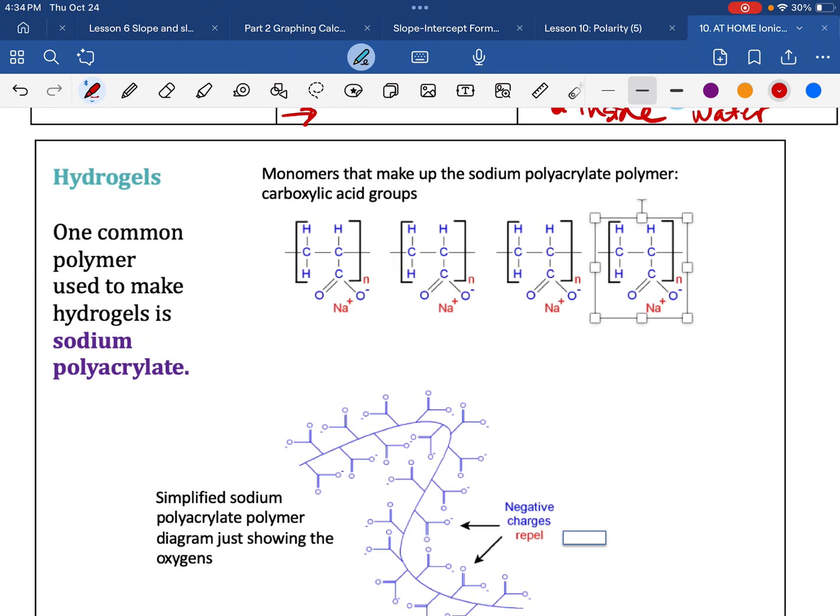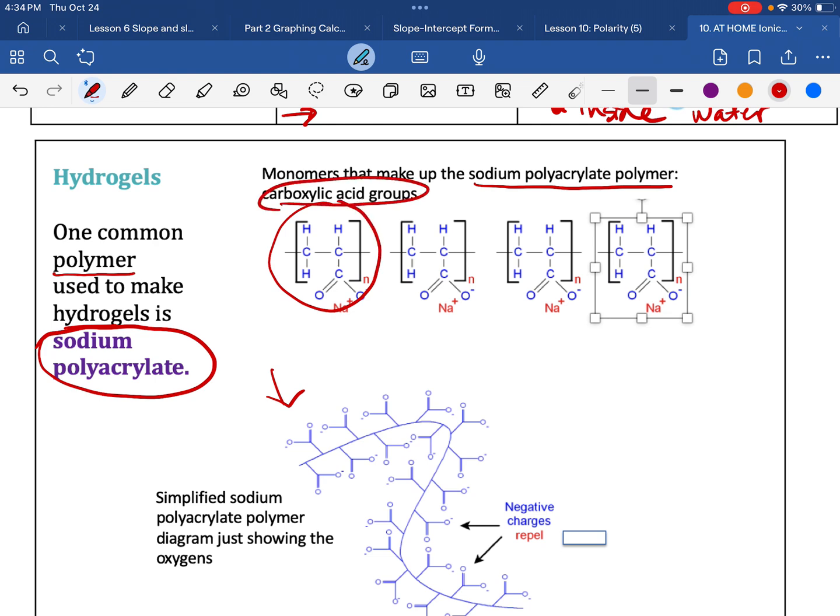A common polymer, so we just learned what a polymer is, used to make what are called hydrogels is something called sodium polyacrylate. And this is actually what's in diapers that makes diapers absorbent. They absorb liquid. So here are the monomers that make up sodium polyacrylate, which itself is a polymer. Here's a simplified picture of it: a long chain of these carboxylic acid groups. Each one of these is a monomer, right?